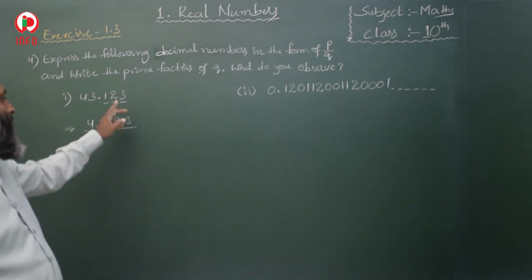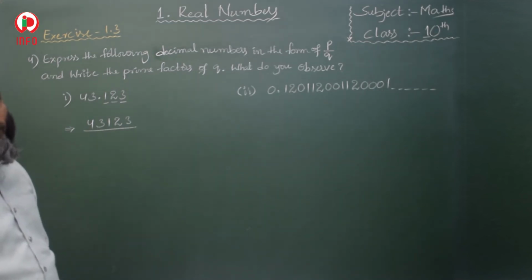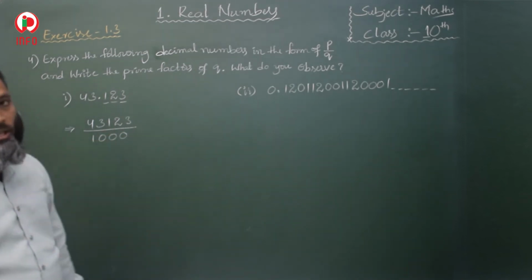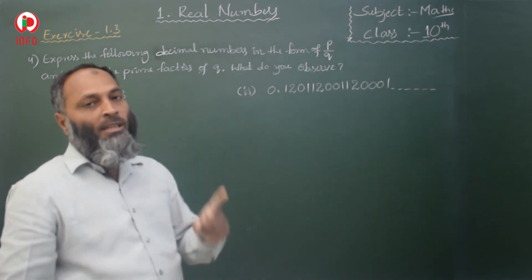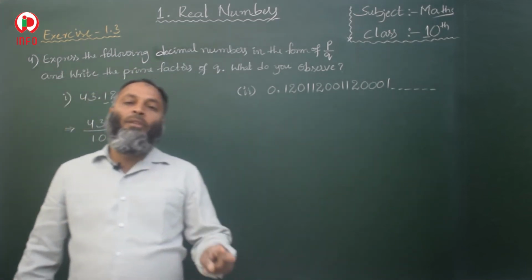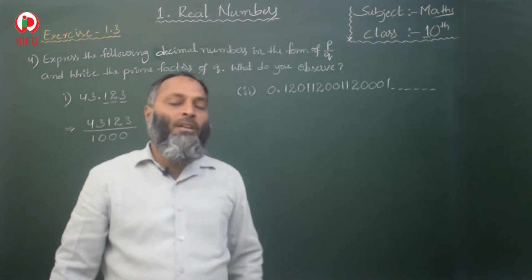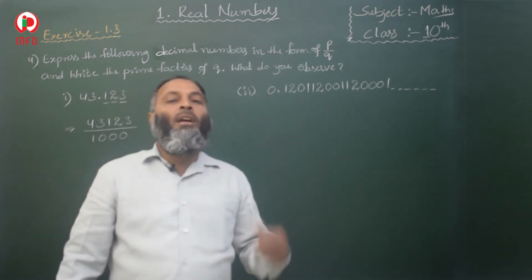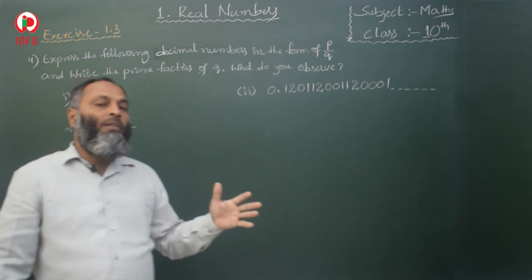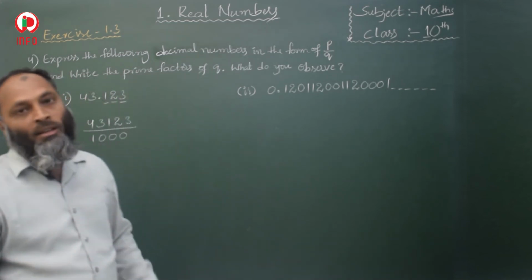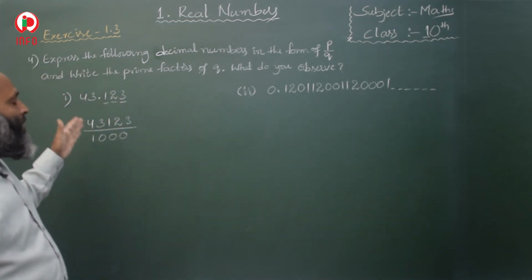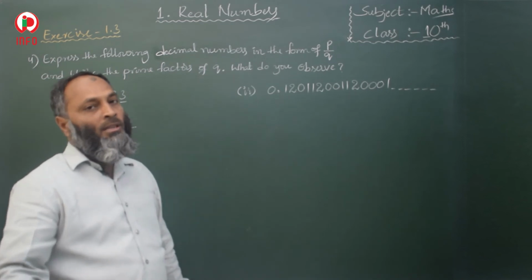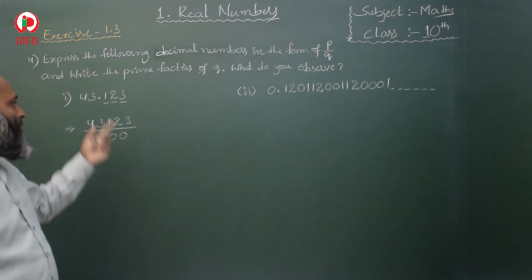Then after how many digits we have a decimal? After 3 digits. If after 3 digits decimal is there, then we should take 1000 in the denominator. If after one digit decimal is there, then we should write 10 in the denominator. If after 2 digits decimal is there, then we should take 100. If after 3 digits, then 1000. After 4 digits, 10,000 in the denominator. If after 5 digits we have a decimal, then we should take 1 lakh. According to after how many digits we have a decimal, we should take the denominator, either 10 or 100 or 1000 or 10,000 or lakh, 10 lakh. That depends on the decimal.